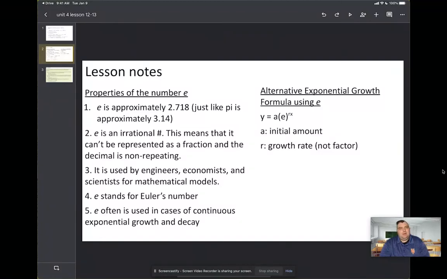Welcome back, everybody. We are up to lessons 12 and 13 of Unit 4. And in this lesson, we are going to introduce a new number, a new irrational number called E.